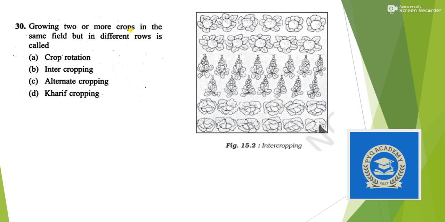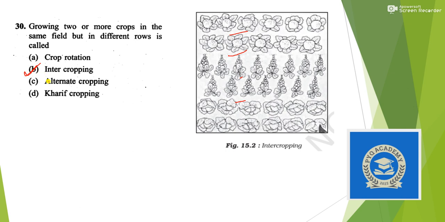Growing two or more crops in the same field but in different rows is called, a repeated question. The answer, you can see here in the image, is intercropping. Different crops are grown in different rows. So answer is option B.